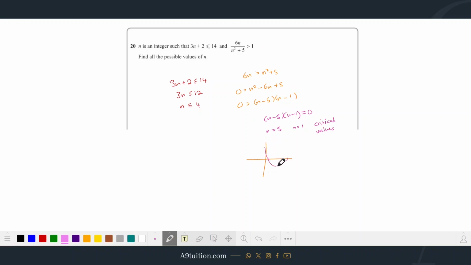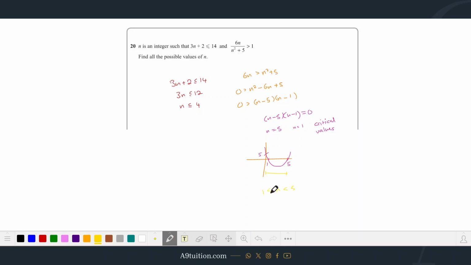I'm going to try and draw it as accurately as possible. Something like this. And so this value here would be 5 as well. This one here is 1 and that here is 5. I wanted when (n - 5)(n - 1) was less than 0. And when is it less than 0? It's less than 0 in this section here. So when n is between 1 and 5.